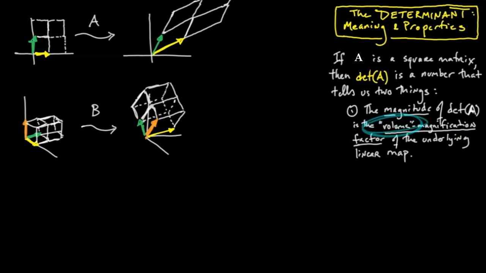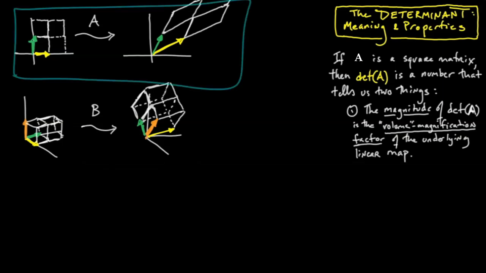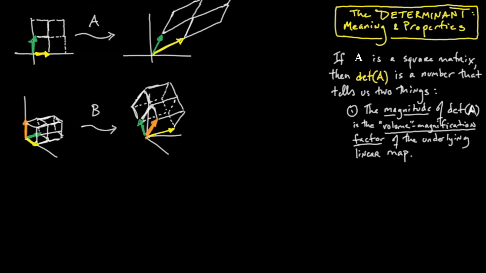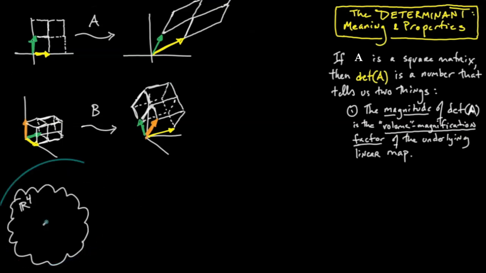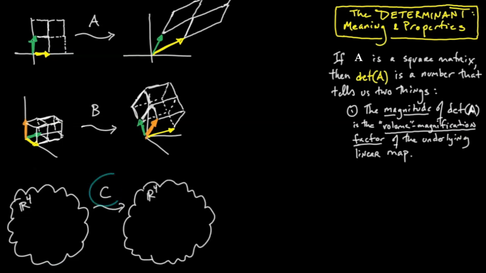I put volume in scare quotes here because it is supposed to cover not only ordinary three-dimensional volume, which is the kind of thing we might think about for a 3x3 matrix, but also ordinary two-dimensional area, which is, of course, what we would think about in a 2x2 matrix. And also in higher dimensional spaces like R4, but it could be R5 million if you like, a square matrix still determines some kind of grid transformation.